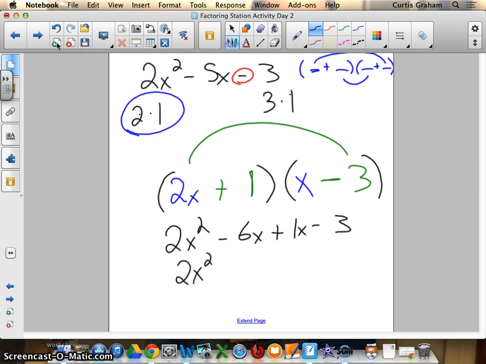And look, that gives me my original statement. It is correct. You should never miss a factoring problem because you can always go back and multiply it and see if you have your original statement.